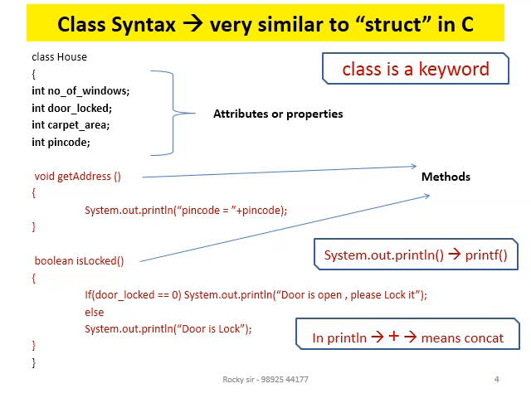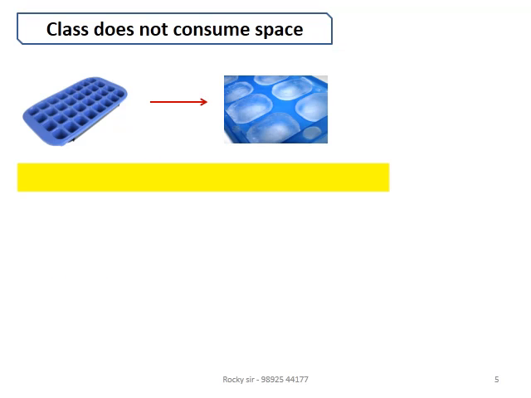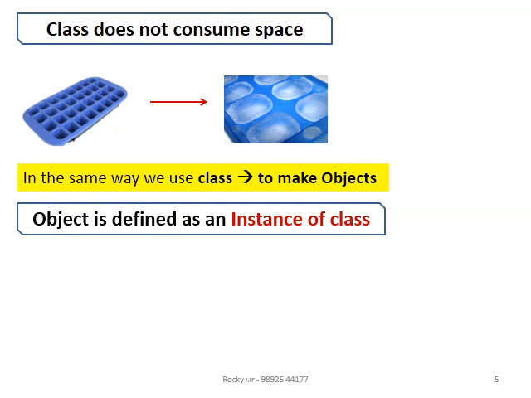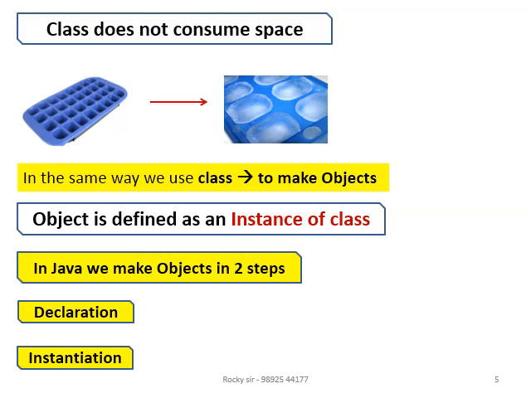We move further. Again, coming back to the same diagram, the ice tray and the ice cubes. Let's have a look at this. An object is defined as an instance of a class. This is a formal definition of an object in Java. Now, how do we make an object in Java? To make an object in Java, we follow two steps. First, declaration. Second, instantiation.